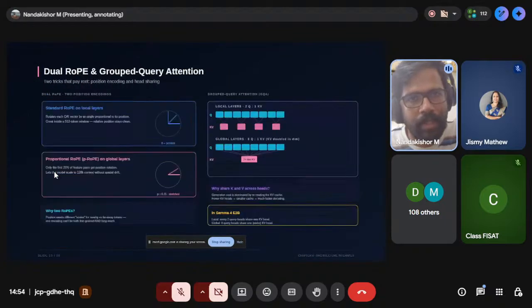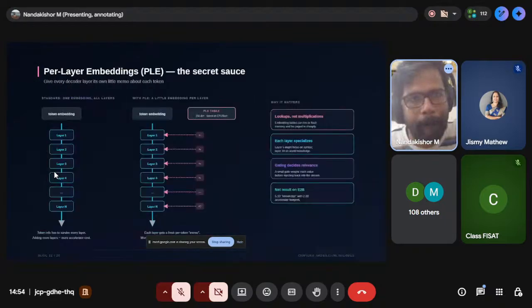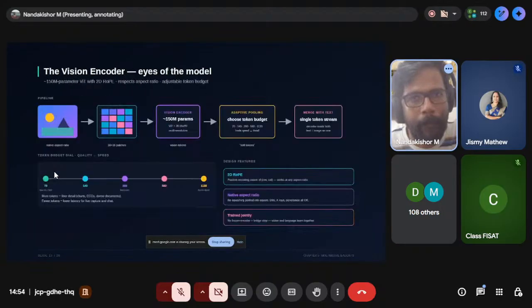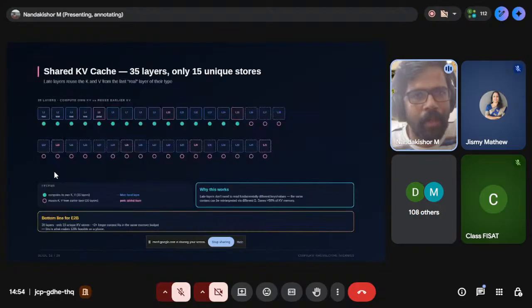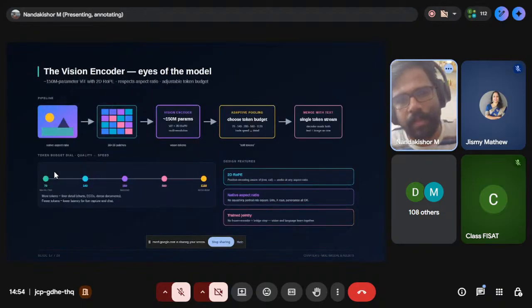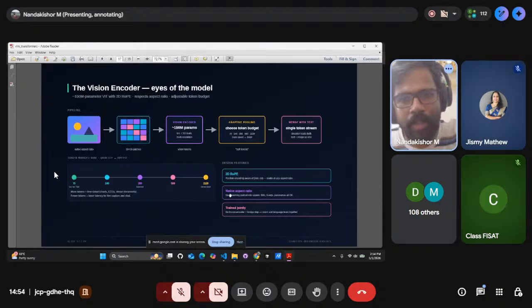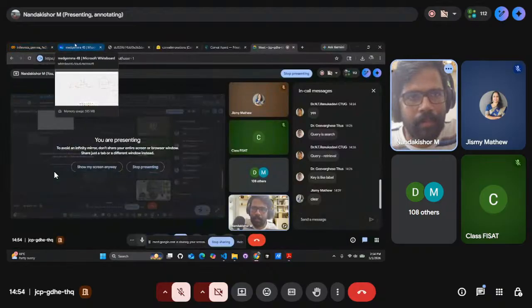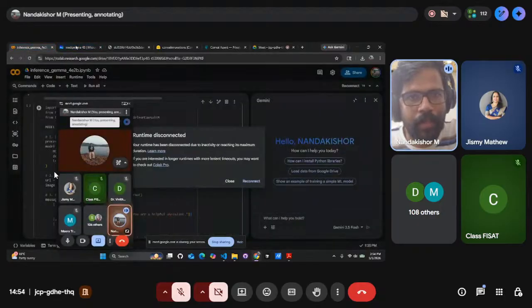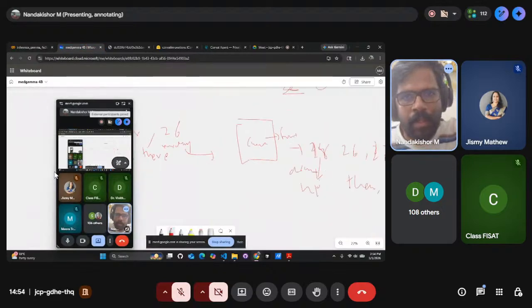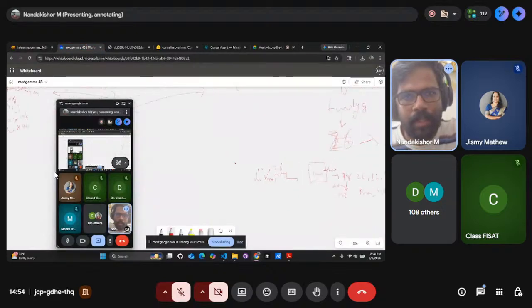I think we can start from here. These are all the language model side, and we don't need to discuss all of this. I think we can start from this layer, the vision encoder, the eyes of the model. We have the code here also, right? We'll discuss it later, with the Google Colab code.